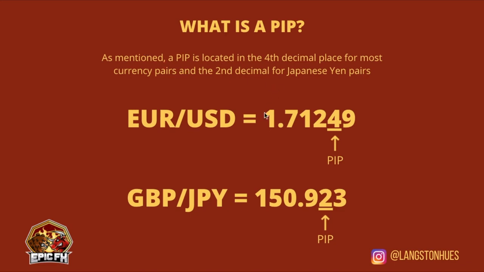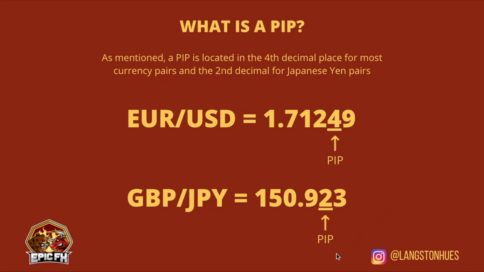Euro USD, 1.17249. This fourth decimal place is where the pip is located. And this last decimal place is known as a pipette. I don't necessarily find that to be very useful information, but just know the last decimal place is a pipette. And this fourth decimal place for most currency pairs is the pip.